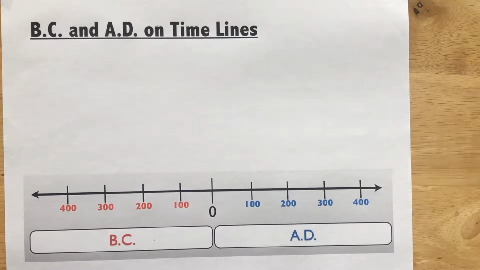This is Dr. Neufeld with a quick review of how we plot dates on a timeline that has BC dates as well, BC and AD on timeline. First of all, remember BC and AD are the older terms.